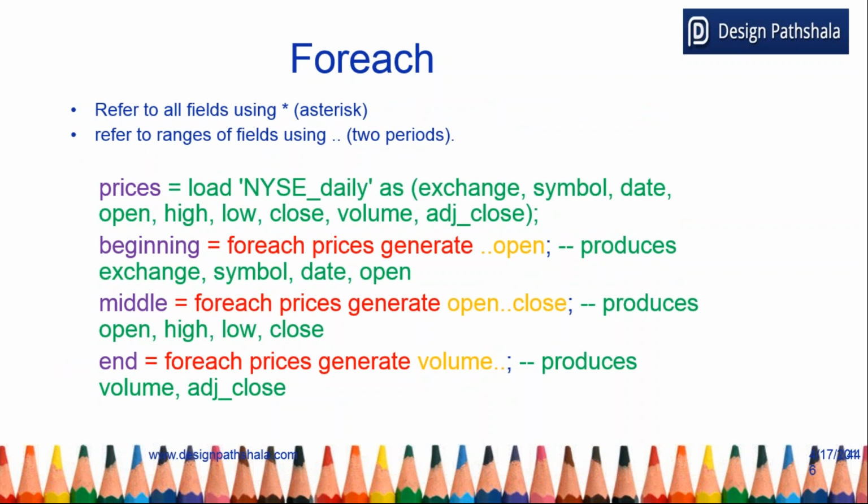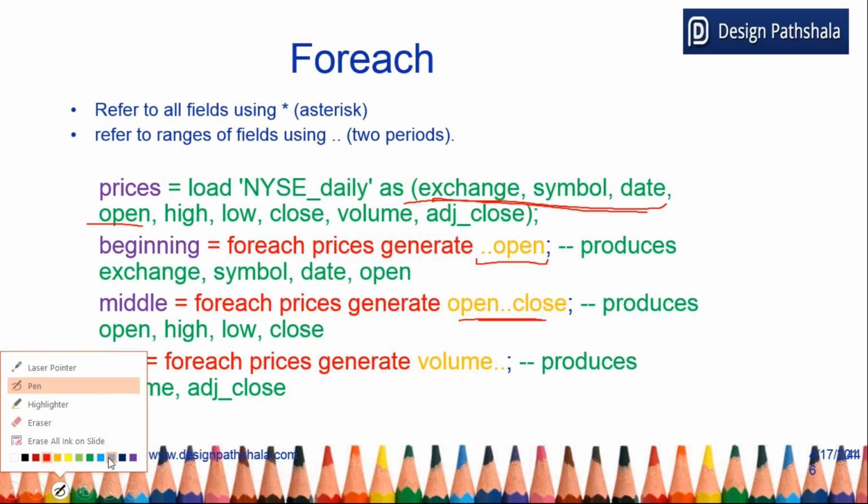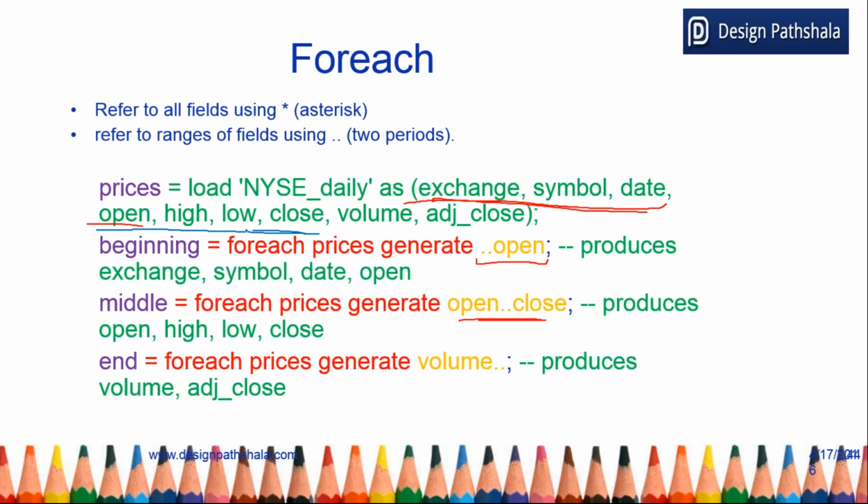So these are some shortcuts for how to write your program. So let's say I want to just pick some columns out of my loaded data set. I can just say dot dot open. So that will take all the columns prior to open, including open. So this beginning will get these columns, which I've underlined with the red color. Open dot dot close will give all the columns in the middle from open to close. So from open to close. And volume dot dot, that is including volume and everything after. These are the shortcuts for how to write your program.